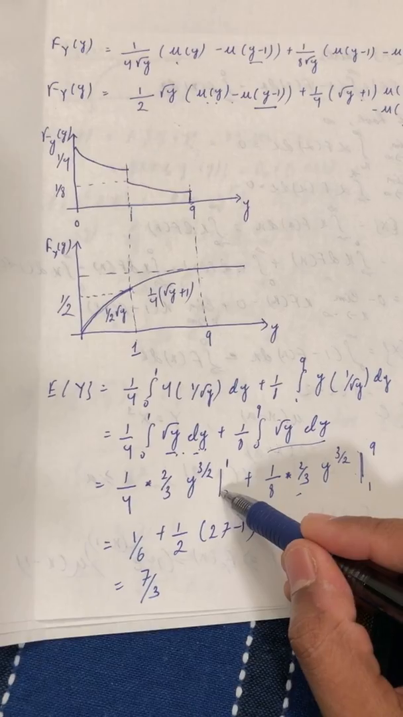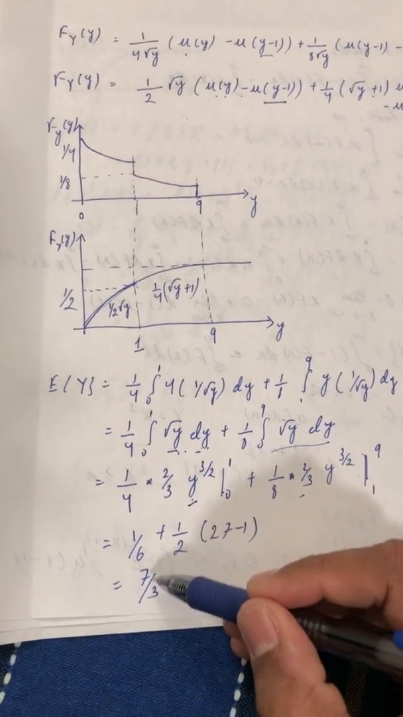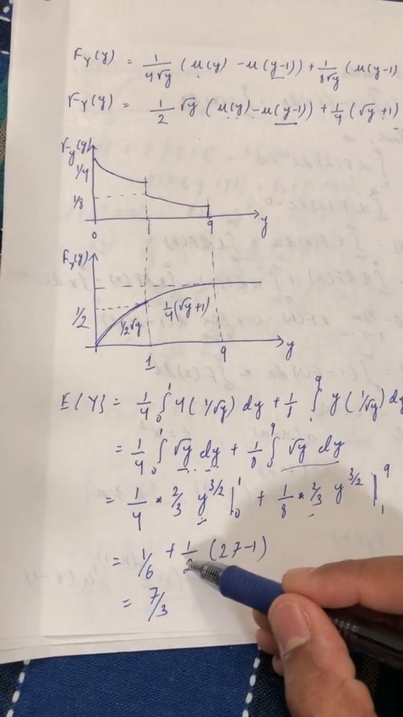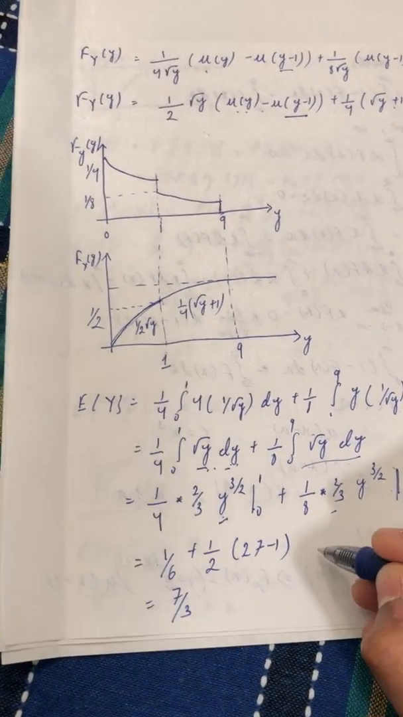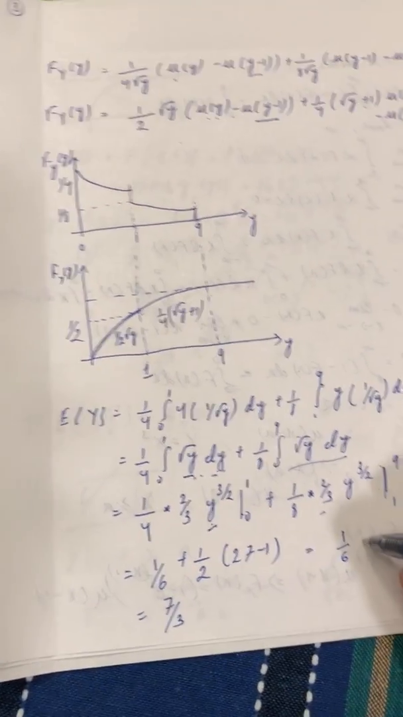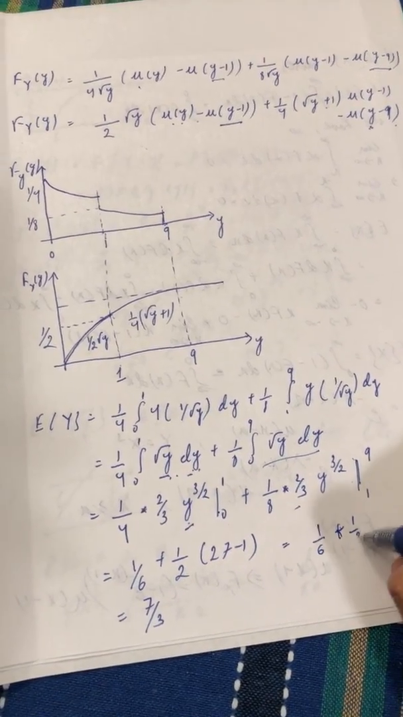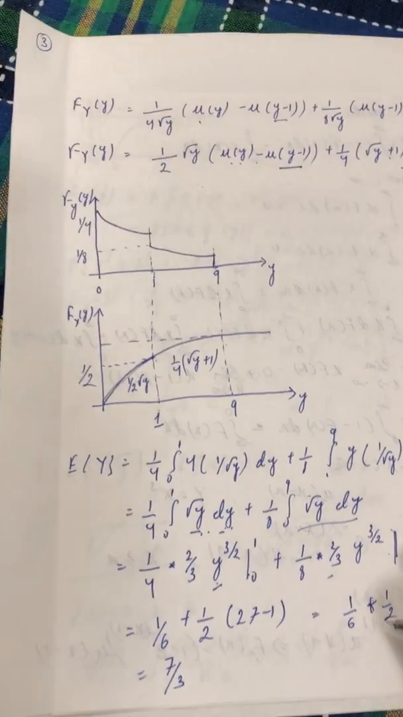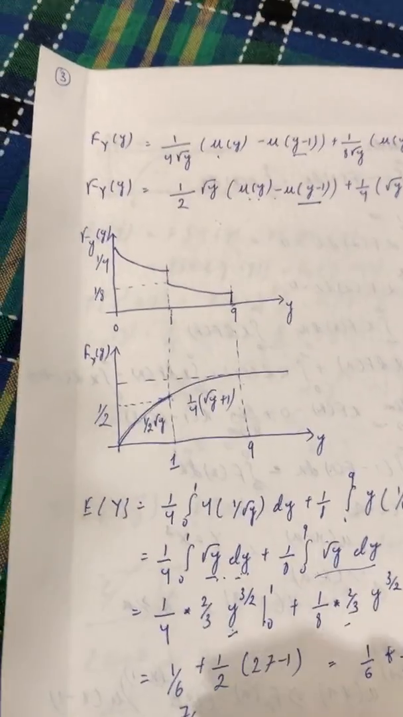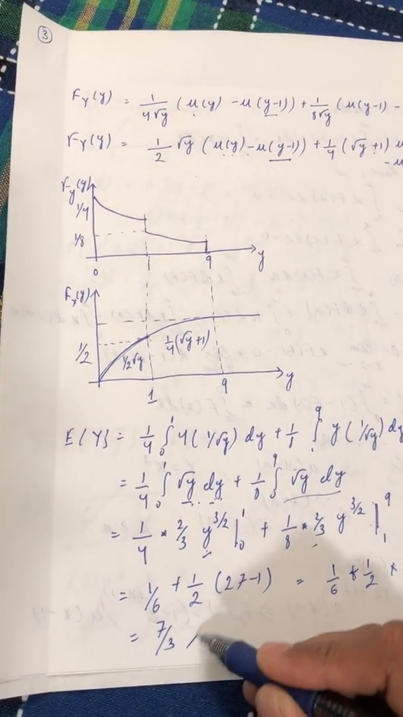So putting in the values of y, we get 1 by 6 plus 1 by 12 into (27 minus 1), which equals 1 by 6 plus 1 by 12 into 26. So the final answer will be 7 by 3.